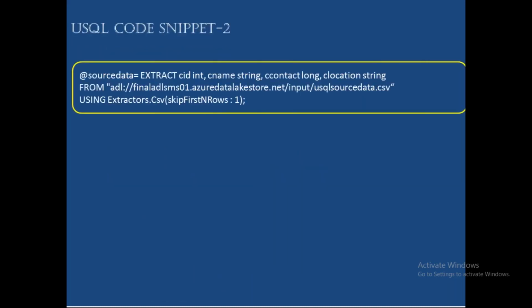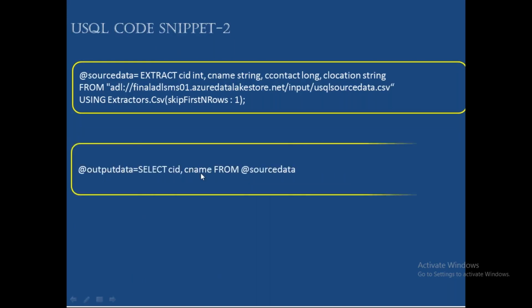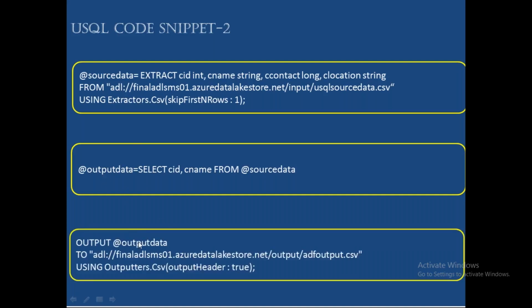Okay, now let's move on. Same, I'm reading the data. This time I'll apply some transformation. Can you see source data acts as a table? So SELECT CID, CNAME FROM @source_data. Instead of taking all the columns, I'm going to select only these two columns, and for these two columns I will say the output is @output_data, not source data. From source data, I selected these two columns. I can call it output data. This output data I'm writing into my target.